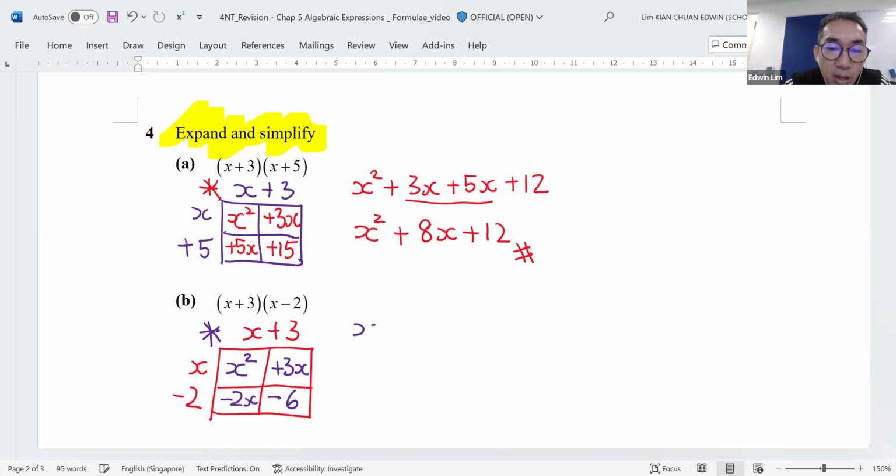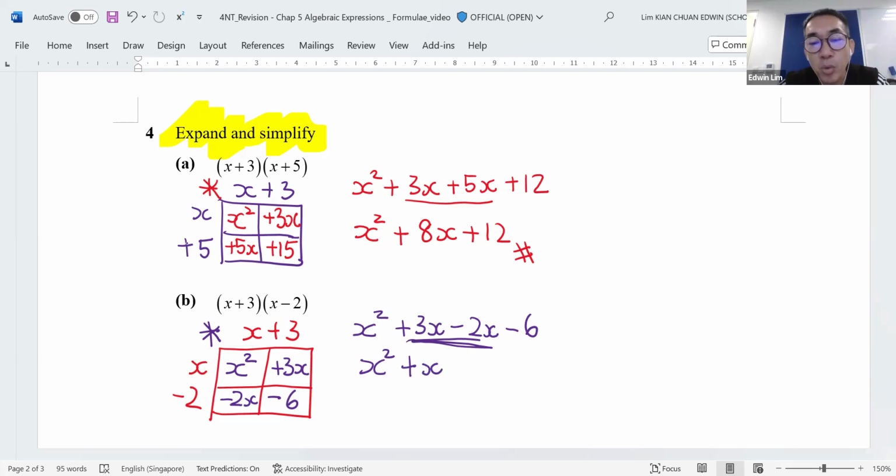I'll do the same thing. I'll write everything out. X squared plus 3x minus 2x minus 6. See, the center part with x, I can put them together. So x squared plus 3 minus 2, I will get plus x, or some of you would like to say plus 1x, minus 6. This is the answer to question 4b.